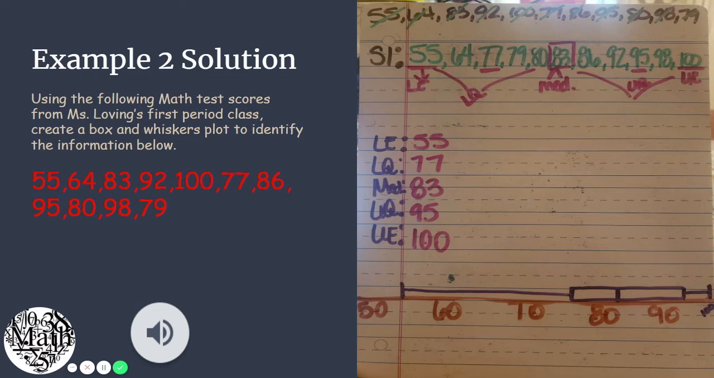So the numbers that you should have are your lower extreme 55, lower quartile 77, your median at 83, your upper quartile at 95, and your upper extreme at 100.